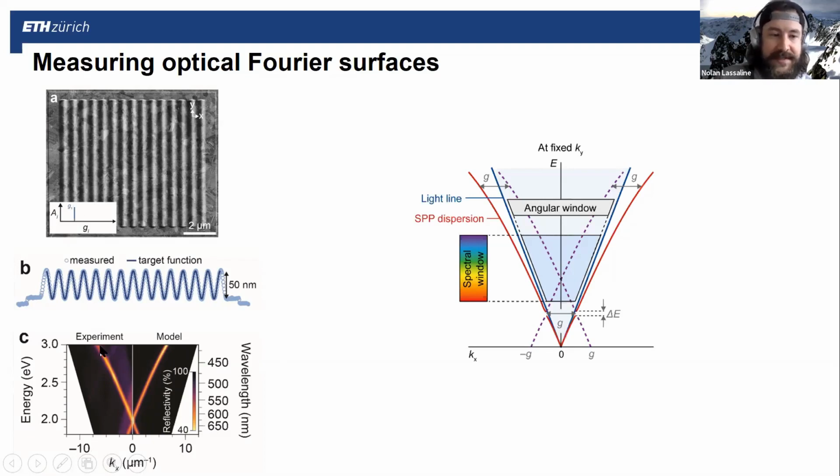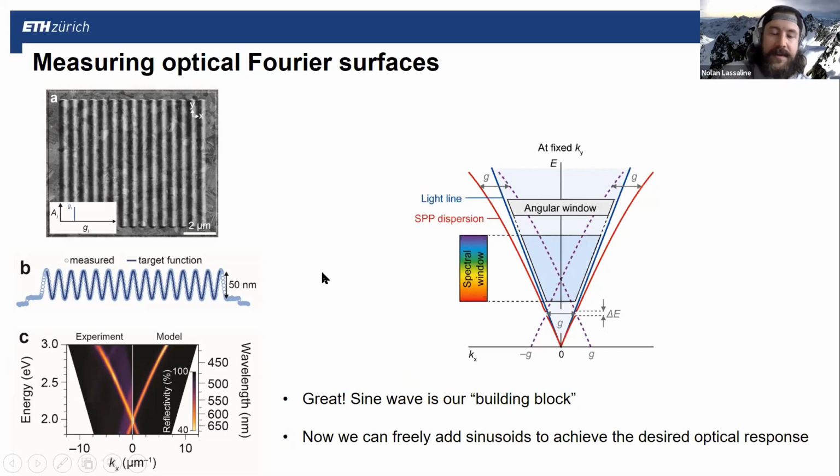And what this shows is that these bands are actually these coupling events here, where these photons are coupling to surface plasmon polaritons. And that's nicely what we see here. And this is great. It shows obviously that it works and that we can understand with these simple pictures how this works. And furthermore, this sine wave now is our building block. So this is what we start with. And what we can do is we can freely add sinusoids as we want to achieve some desired optical response. And this is what we're going to be doing for the rest of the presentation.